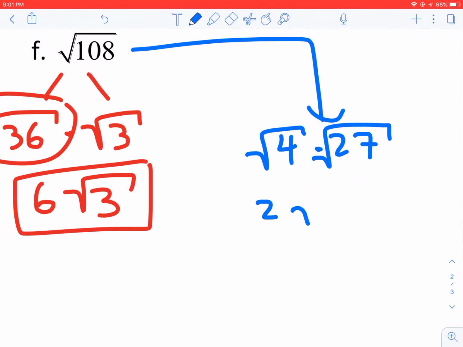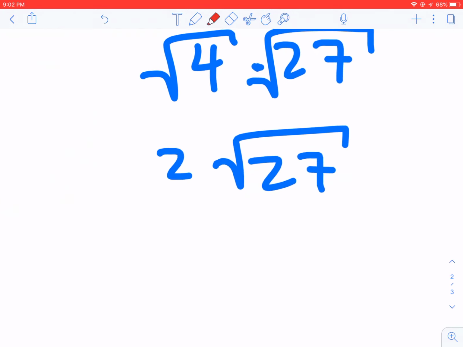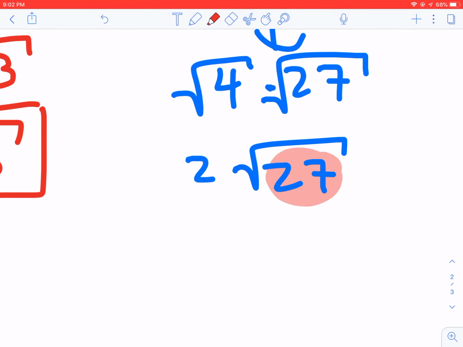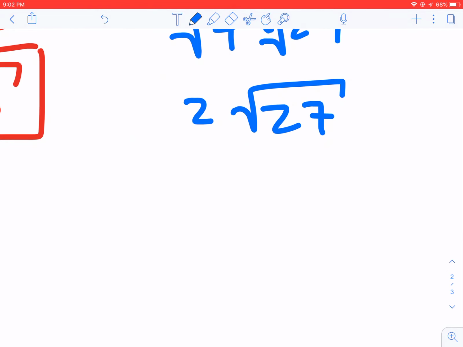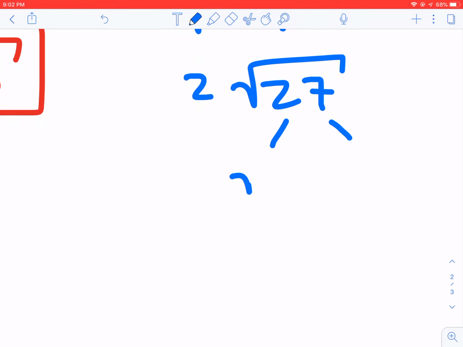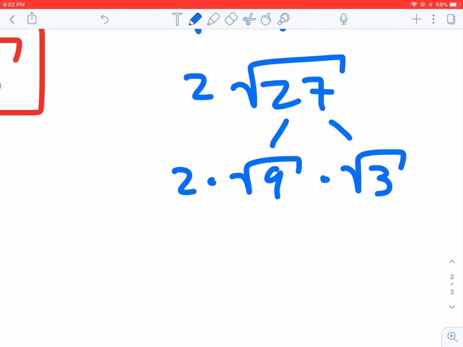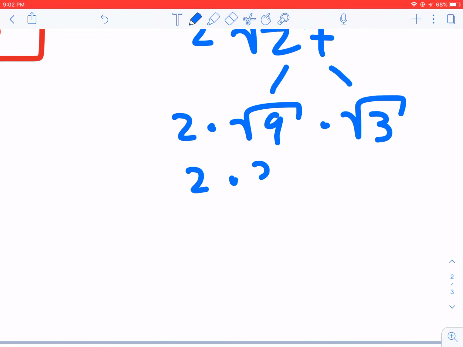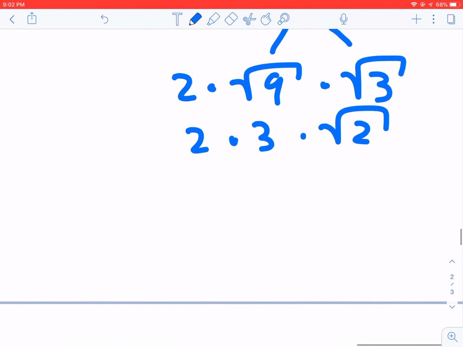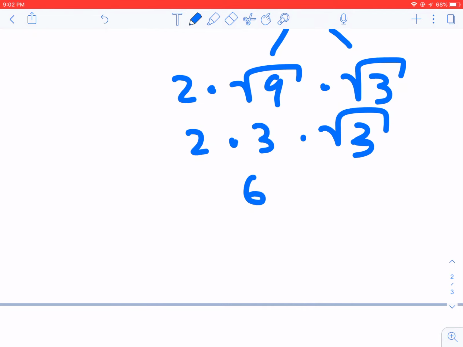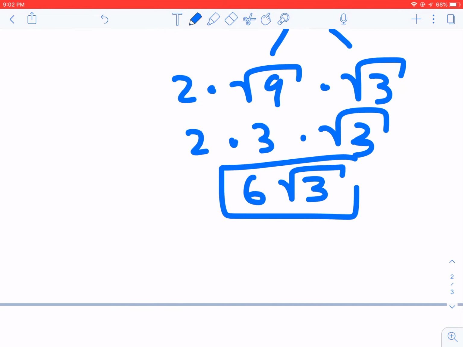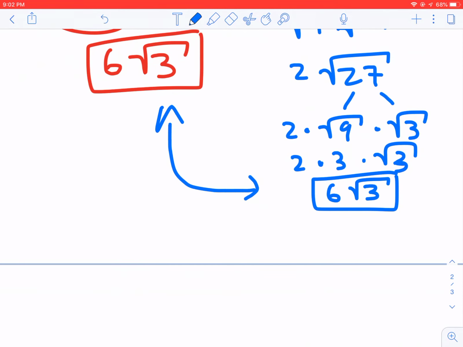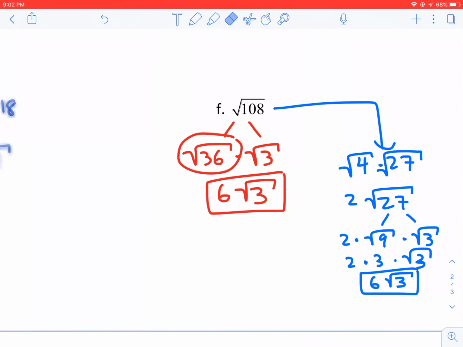But we did not find the largest perfect square, which means this radicand of 27, it means we can simplify that radical as well. That's going to become square root of 9 times square root of 3. So that's 2 times square root of 9 times square root of 3. I just brought down the 2. Square root of 9 is 3. So 2 times 3 is 6. Times radical 3 is 6 radical 3. And again, same answer. This one with the largest perfect square. This one if you missed it and you pulled out a 4 instead.